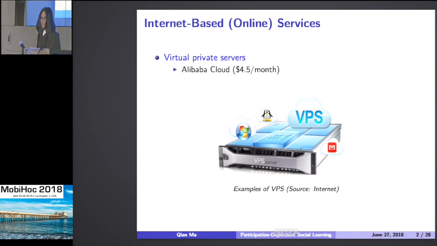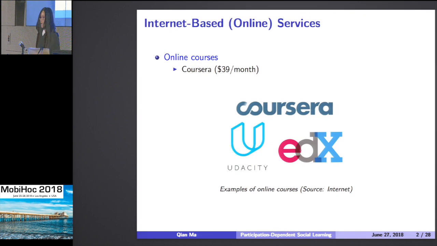First, let me introduce the motivation for our paper. Think about our daily lives. We are using more and more internet-based online services. For example, many people are using virtual private servers provided by companies such as Alibaba Cloud, which charges about $4.5 per month. Many of us are taking online courses such as Coursera. If we want to subscribe to certain courses, we need to pay about $40 per month.